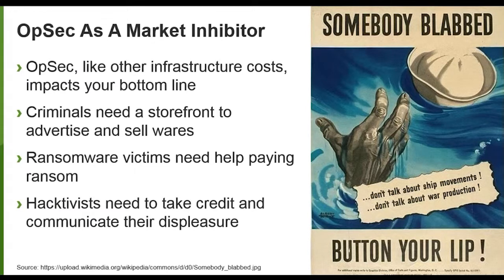And so if you look at it, OPSEC costs you money. At the very least time, which can be quantified, but it's difficult, and it costs you money. It makes it difficult for consumers to find you. And so criminals need storefronts so that they can advertise and sell their wares. They can't do that if the consumers can't find them. Ransomware victims certainly need help paying ransom. In fact, there are call centers out there for people to call in and get support with their ransomware issue. And of course, we have activists who, if they DDoS somebody off the web and don't take credit for it, what was the point?